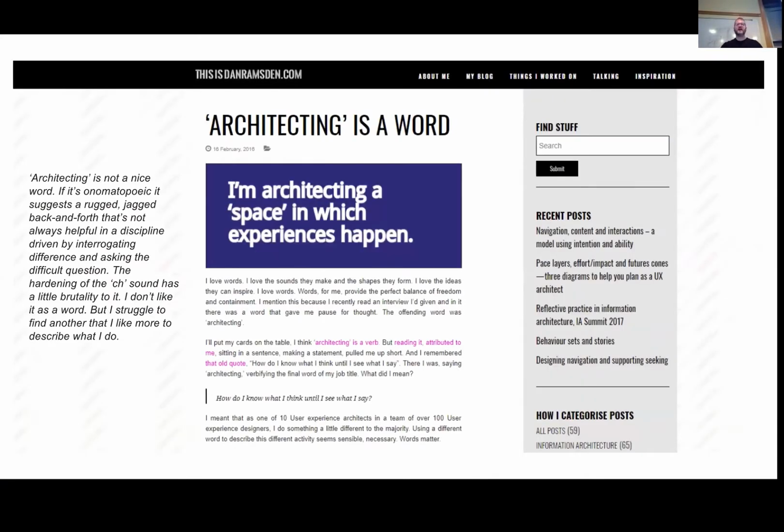There is a chap named Dan Ramsden. We're going to talk with some people from his team, the Voice UI team from BBC, in a couple of weeks. This guy is their boss, and I love what he says here. Architecting is not a nice word if it's onomatopoeic. Do you know what that means? Onomatopoeia? When the word sounds like what it means. And I love this. So he says, if this is an onomatopoeia, it suggests a rugged, jagged back and forth that's not always helpful.